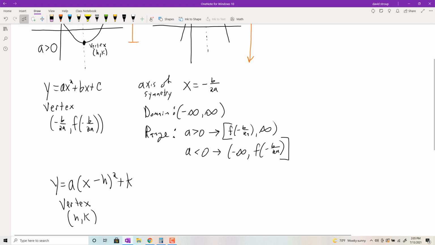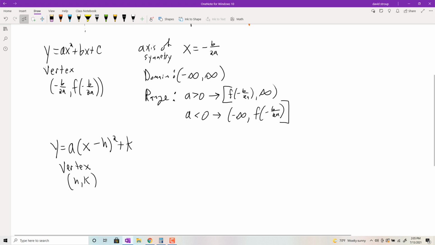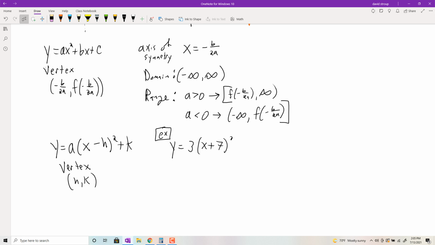Just one note on this: some examples here, if you have y equals 3 times x plus 7 squared minus 5, the vertex in that case is going to be, you have to take the opposite sign. So if it's plus 7, it's really going to be minus 7. And then it says minus 5, so you keep that one the same. That one will be minus 5.